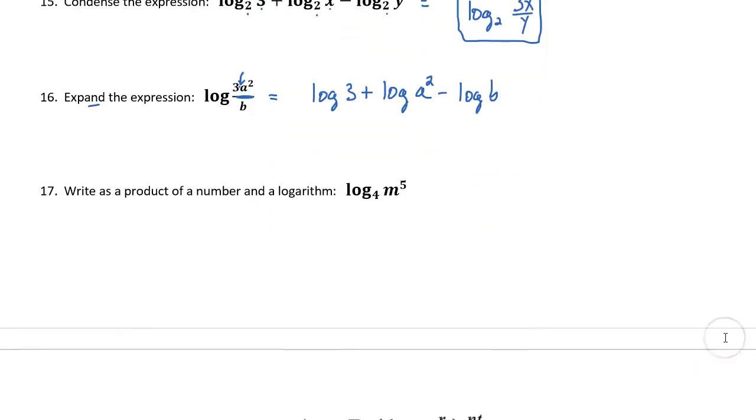Number 17, write as a product. When you have a log expression and the argument of the expression has an exponent, that exponent can be brought out in front as a coefficient of the log expression. So this is equal to 5 times the log base 4 of m.